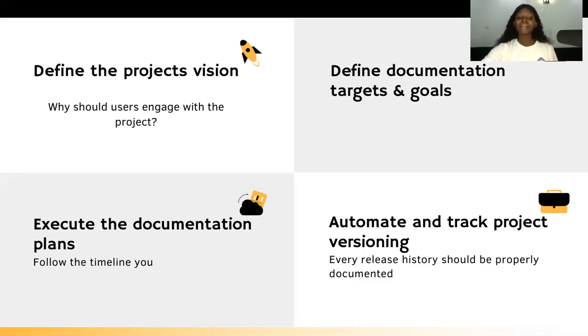And once you define the goals and the targets of your documentation, the next thing is to execute these plans. Now, how do you execute these plans? You might set a particular timeline that, yes, within a period of 6 months, I should have completed the documentation to this extent, so that anyone jumping onto my project or anyone who comes across this project gets enough information or enough details to satisfy them about this project that I've created. And so you should follow a timeline that you have created for yourself, of course. And there's no better way to do this than with the community behind you. And also, another thing you should look out for is to automate and track the project versioning.